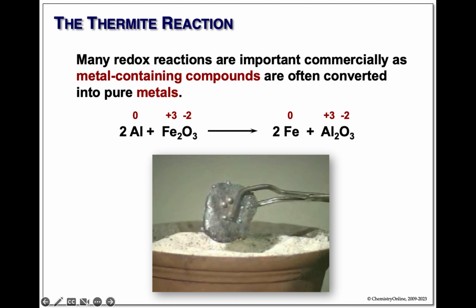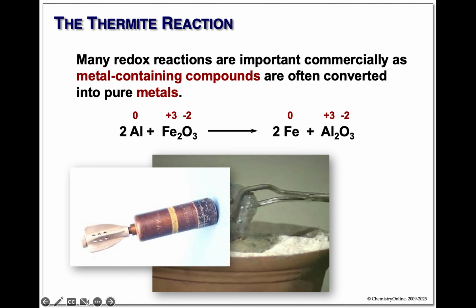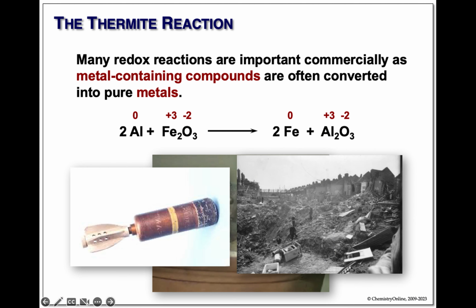Now, you may have noticed that this got really hot, right? Sadly, that has been used as a weapon of war. This is a thermite bomb. And yep, they used to fly over people's homes, drop these little suckers. They would burst into flames. This is a London neighborhood afterwards. Not a good thing. It's a shame because it's such a neat reaction.